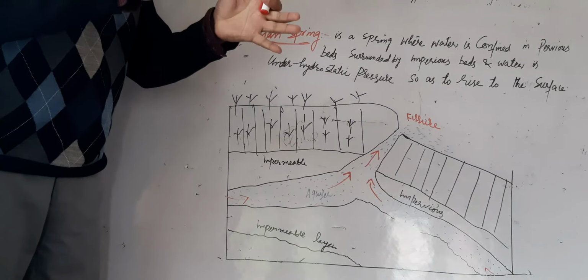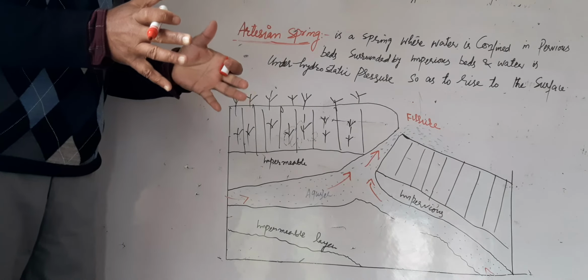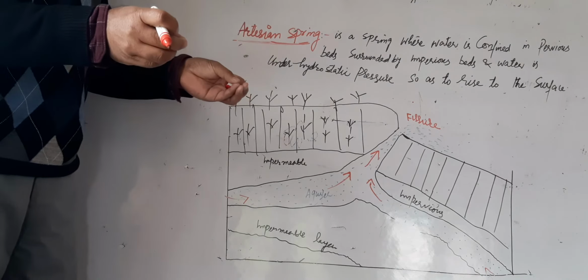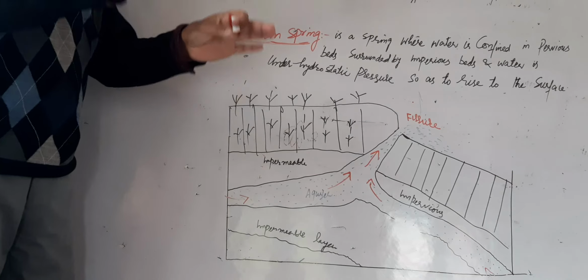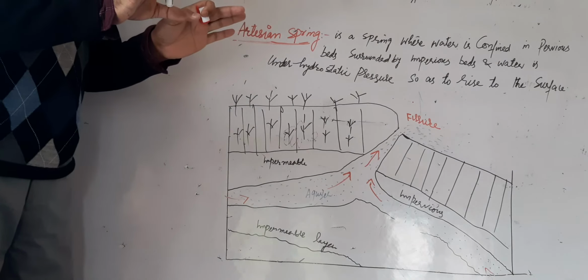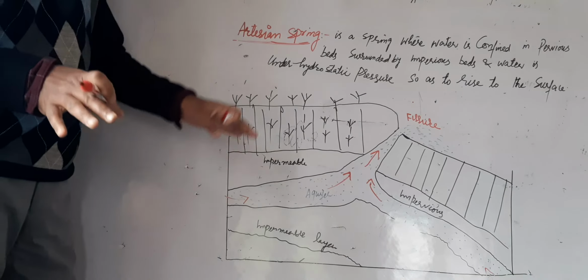Impervious and impermeable are the same terms. Pervious and permeable are the same terms. So, what is the difference?